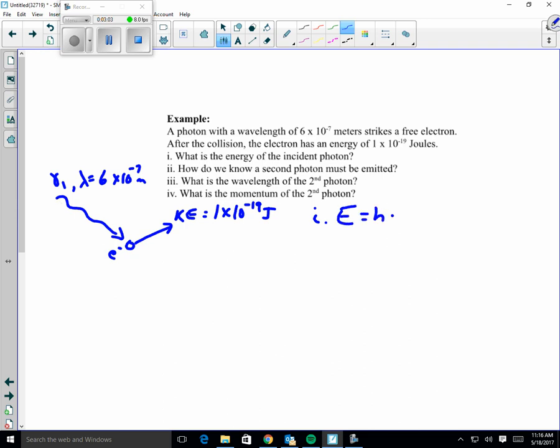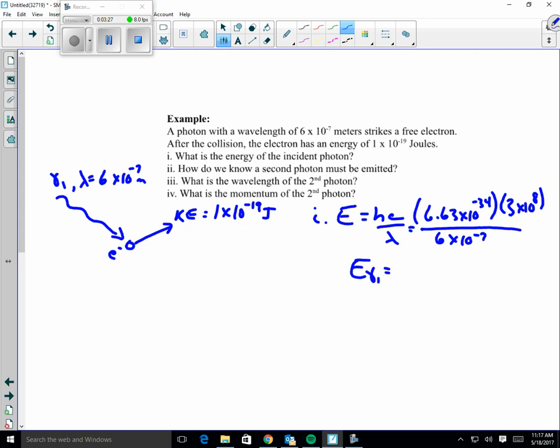We're going to do E equals hc over lambda: 6.63 times 10 to the minus 34 for h, 3 times 10 to the 8 for c, divided by the wavelength, which is given as 6 times 10 to the minus 7. So we get the energy of the first photon, 3.32 times 10 to the minus 19 joules.